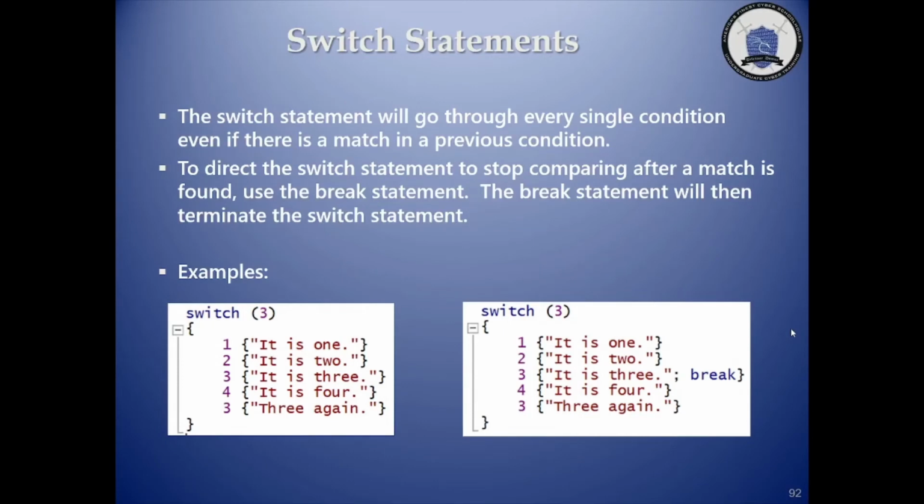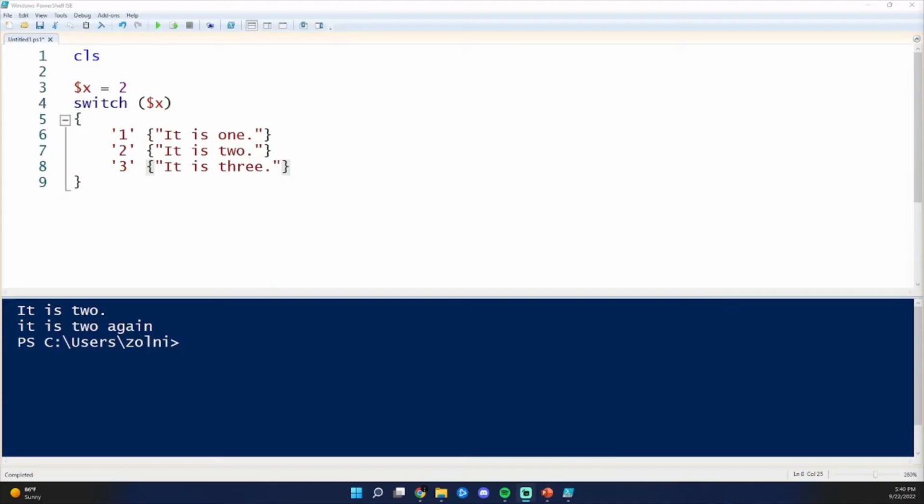All right, so as I mentioned, the switch statement goes through every single condition, even if there's a match in a previous condition. So in order to direct this switch statement to stop comparing after a match is found, we utilize the break statement. The break statement terminates the switch statement, and I'll go back to ISE and show you an example of this. All right, I'm back to the example I had earlier.